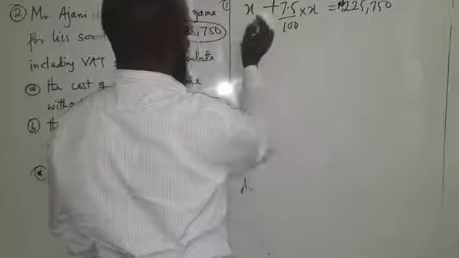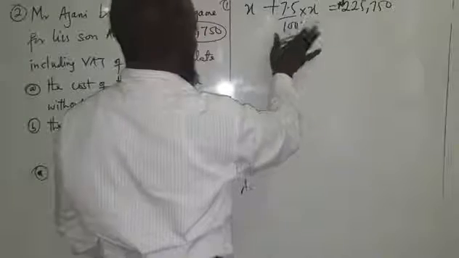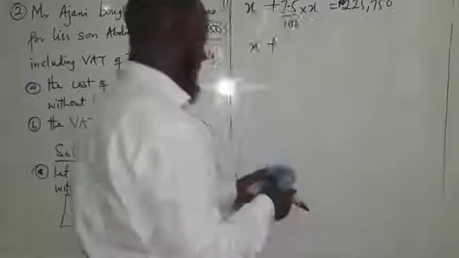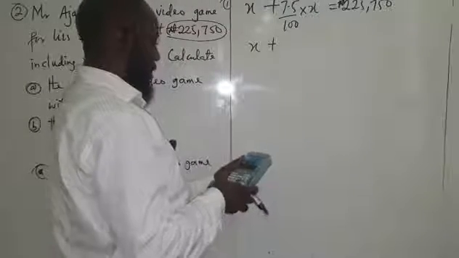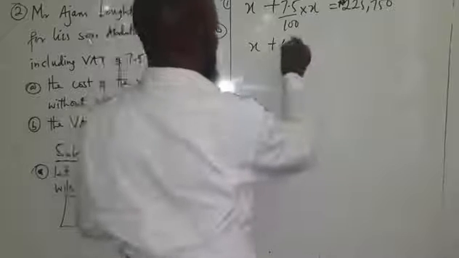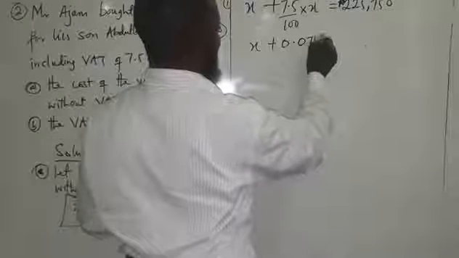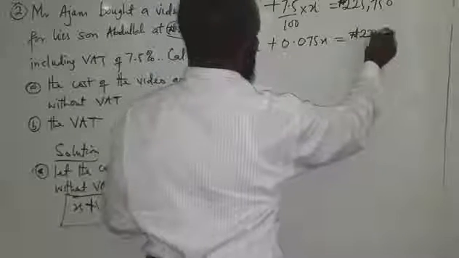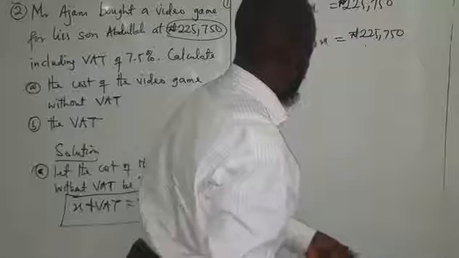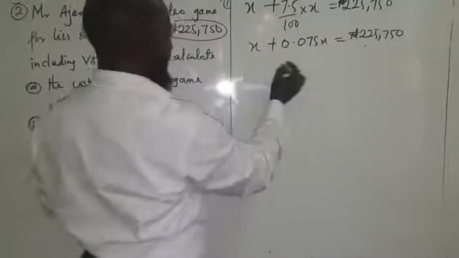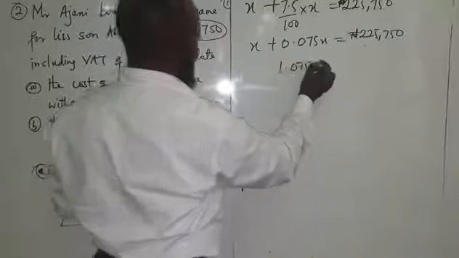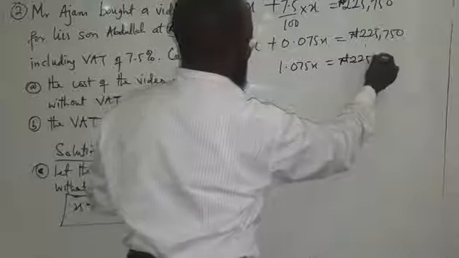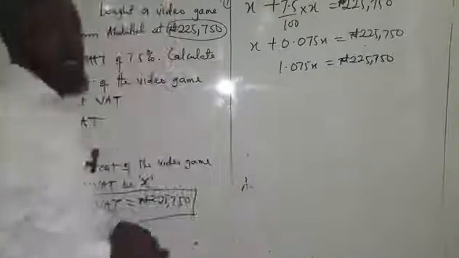You can't cross multiply here. What you can do here is to have X plus 7.5 divided by 100. 7.5 divided by 100 will give you 0.075x equals 225,750. So when you have these together, this will give you 1.075x equals 225,750. I hope I'm making sense.